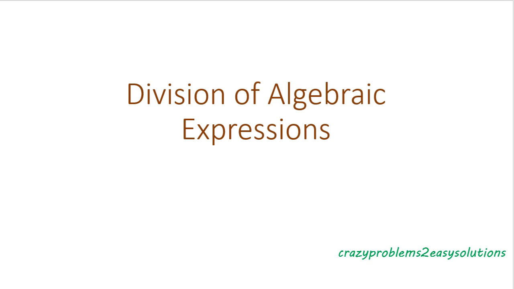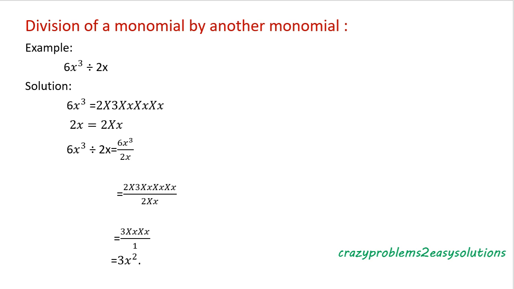This is Satya Priya, MPhil in Mathematics, and today we are going to see the topic: division of algebraic expressions. It is the division of a monomial by another monomial. We know about the monomial, which contains only one term in the algebraic expression, so that is called a monomial term.